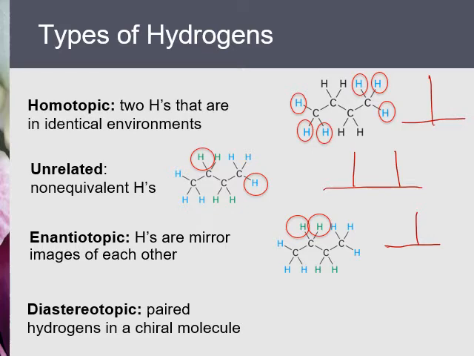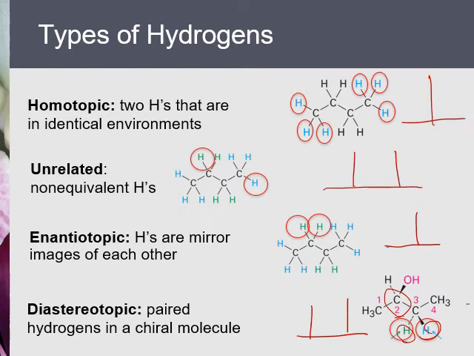Diastereotopic hydrogens are similar to enantiotopic hydrogens. The difference is that the molecule already has a chiral center, and these 2 hydrogens are diastereotopic, and they give you different absorption in the NMR spectrum. Now, many people are confused with enantiotopic and diastereotopic.